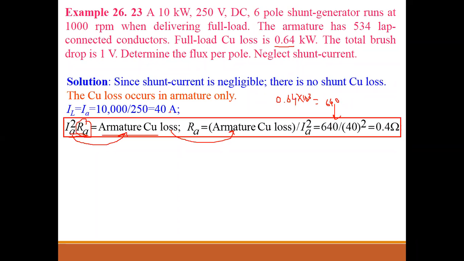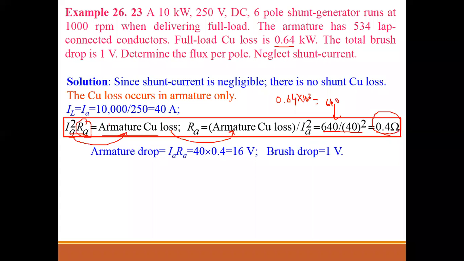The IA value is 40, so IA square is 40 square. Please do the calculation: 640 divided by 40 square gives 0.4. So their answer is also right. Here we have calculated the armature resistance. Clear?